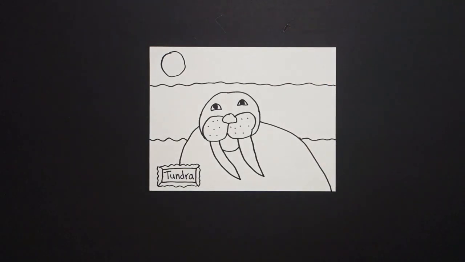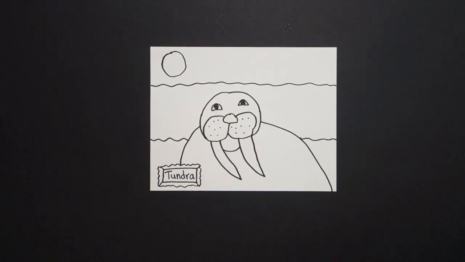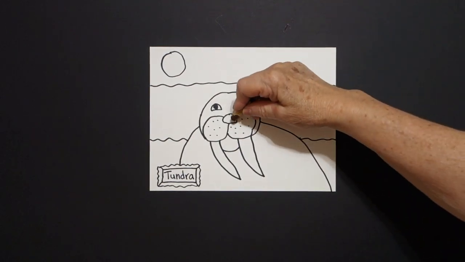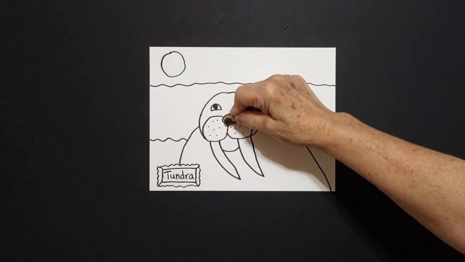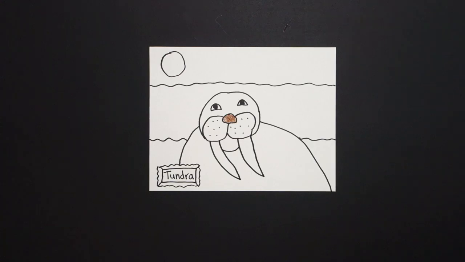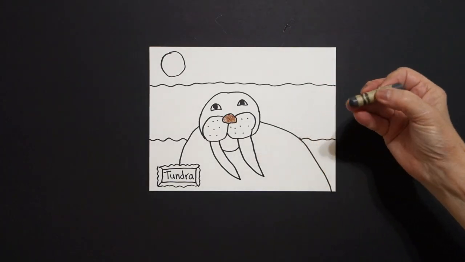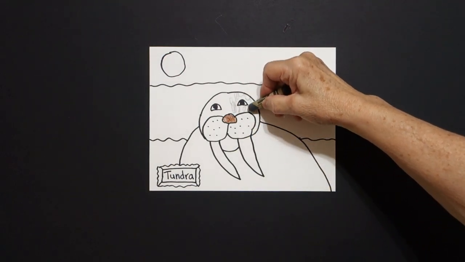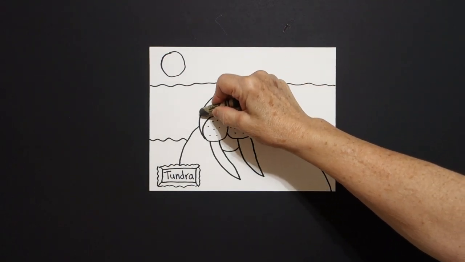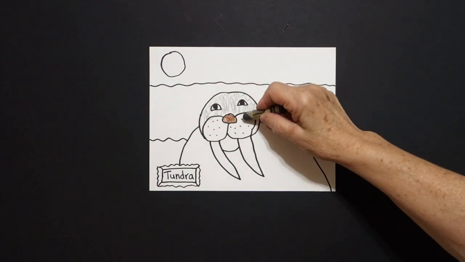All right, let's see how we are going to color this in. Okay, the first thing I'm going to do is color this in pretty dark brown. Then, I'm going to take my gray, and I'm going to put the first layer of color over all of these spaces.